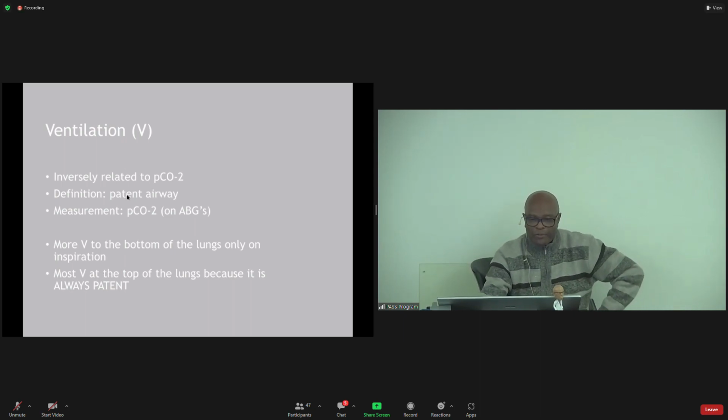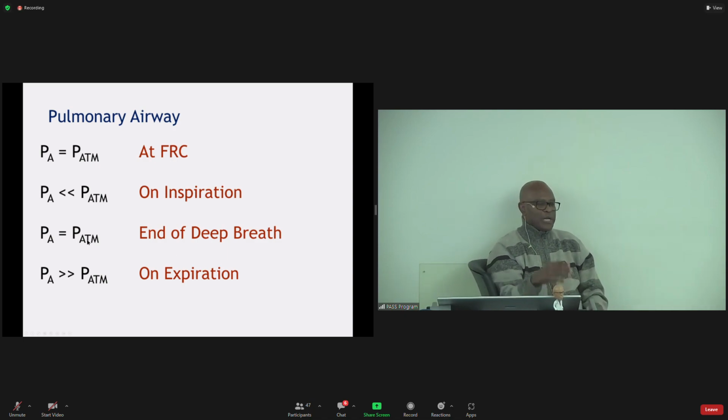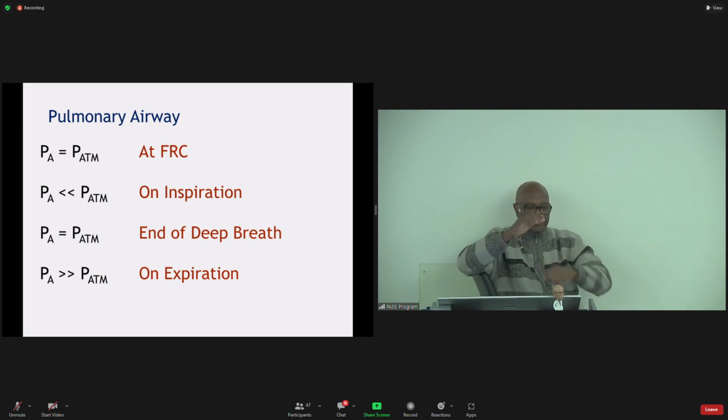All right, so now we create an equation. Pulmonary airway pressure at FRC, this is at baseline: airway pressure equals atmospheric pressure. When you inhale, look at this. Airway pressure falls because you're creating a vacuum down here, and that's why atmospheric pressure moves air into your lung. At the end of a deep breath, they equalize again, but at a new set point. So you've got a vacuum of minus 25, the air will fill up with a positive 25. And then when you exhale, it's just the opposite. Airway pressure rises to overcome atmosphere, and that's why air comes out.